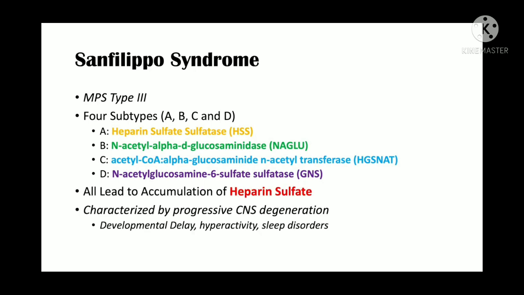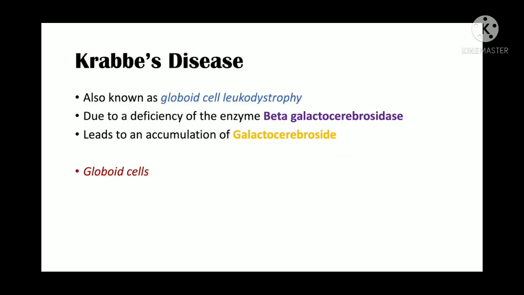All these conditions can lead to accumulation of heparan sulfate within the lysosome, and these conditions are all characterized by progressive CNS degeneration. So CNS degeneration includes developmental delay in kids, hyperactivity in kids, and sleep disorder in those who have these conditions. The next one we're going to be looking at is Krabbe disease.